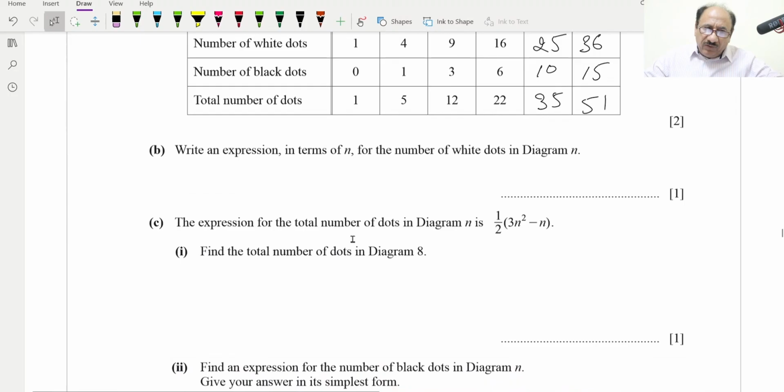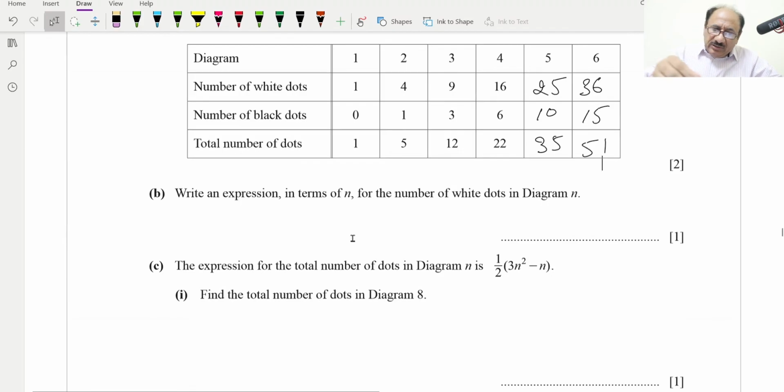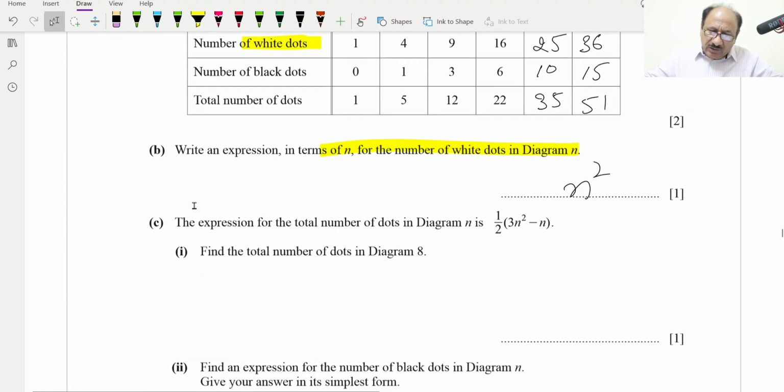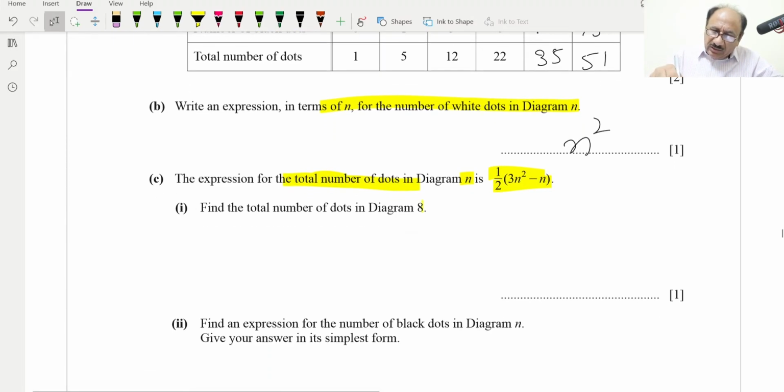Write an expression in terms of n for the number of white dots in the diagram n. So for that one, we can go through the number of white dots. This is basically 1 square, 2 square, 3 square, 4 square, and we can say it is like n squared. And then they are giving the expression for the total number of dots in the diagram n, and it is this much.